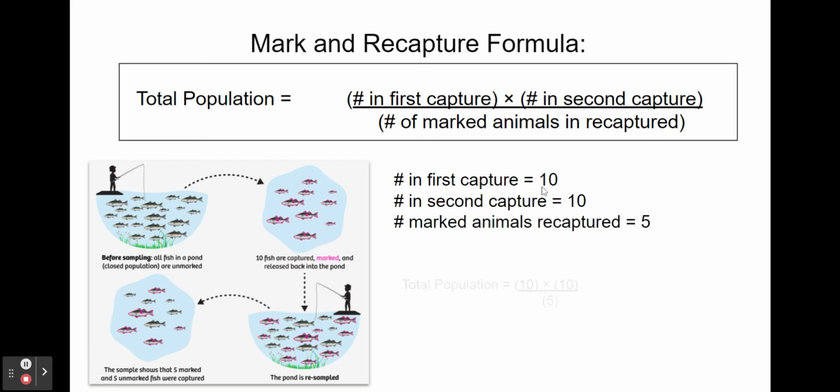Let's plug those in. Number in the first capture is 10, number in the second capture is also 10, and the number of marked animals recaptured is 5. 10 times 10 divided by 5 equals an estimated population size of 20 fish.